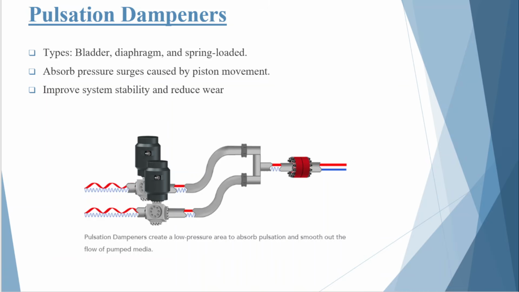By reducing pressure pulsations, pulsation dampeners improve system stability, reduce vibration, protect instrumentation, extend valve life, and improve overall pump reliability. Today, pulsation dampeners are considered essential components in many API 674 reciprocating pump installations.